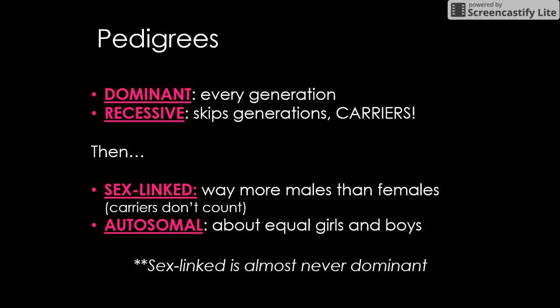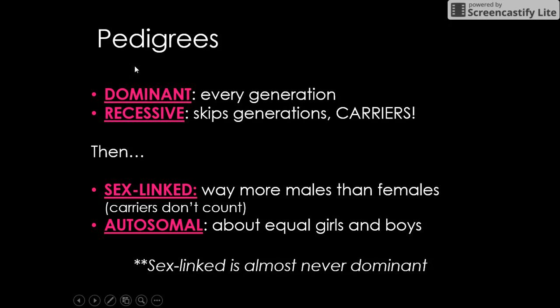Next thing is sex-linked. If there are way more males that are affected than females, it is sex-linked. Key thing here, when we're counting how many females or how many males are affected, we do not count the carriers. We do not count the half-shaded ones. Autosomal is about equal girls and boys. That just means it's on a body chromosome.